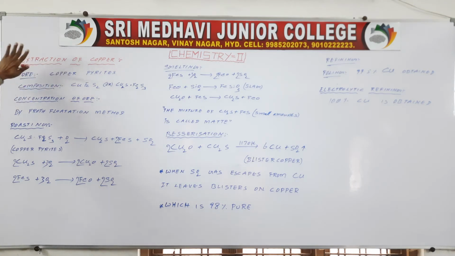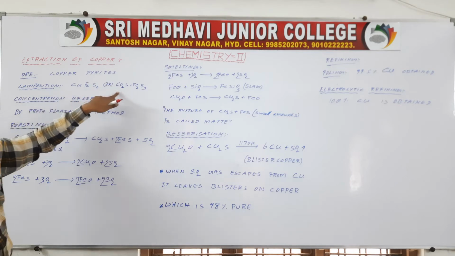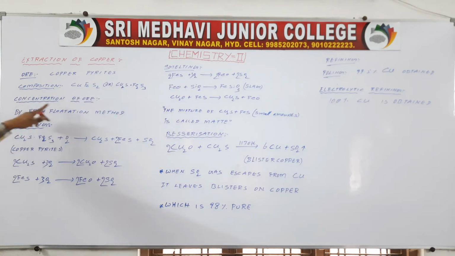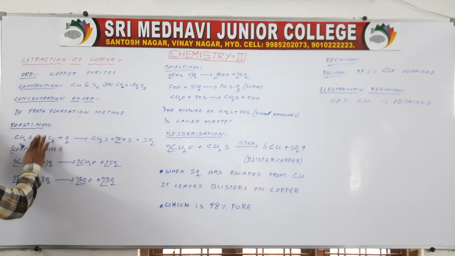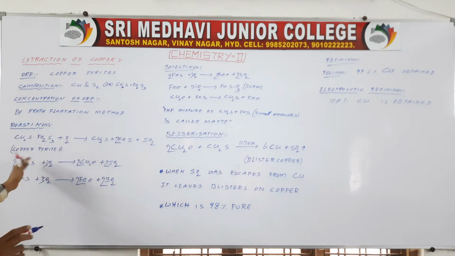Here, in the extraction of copper, we take the ore copper pyrites, whose composition is CuFeS2, or Cu2S and Fe2S3, then concentration of the ore. Copper containing sulfur as impurity means it is a sulfide ore, so that is concentrated by the froth flotation method. And then roasting, which is heating the iron pyrites at high temperature in a furnace.